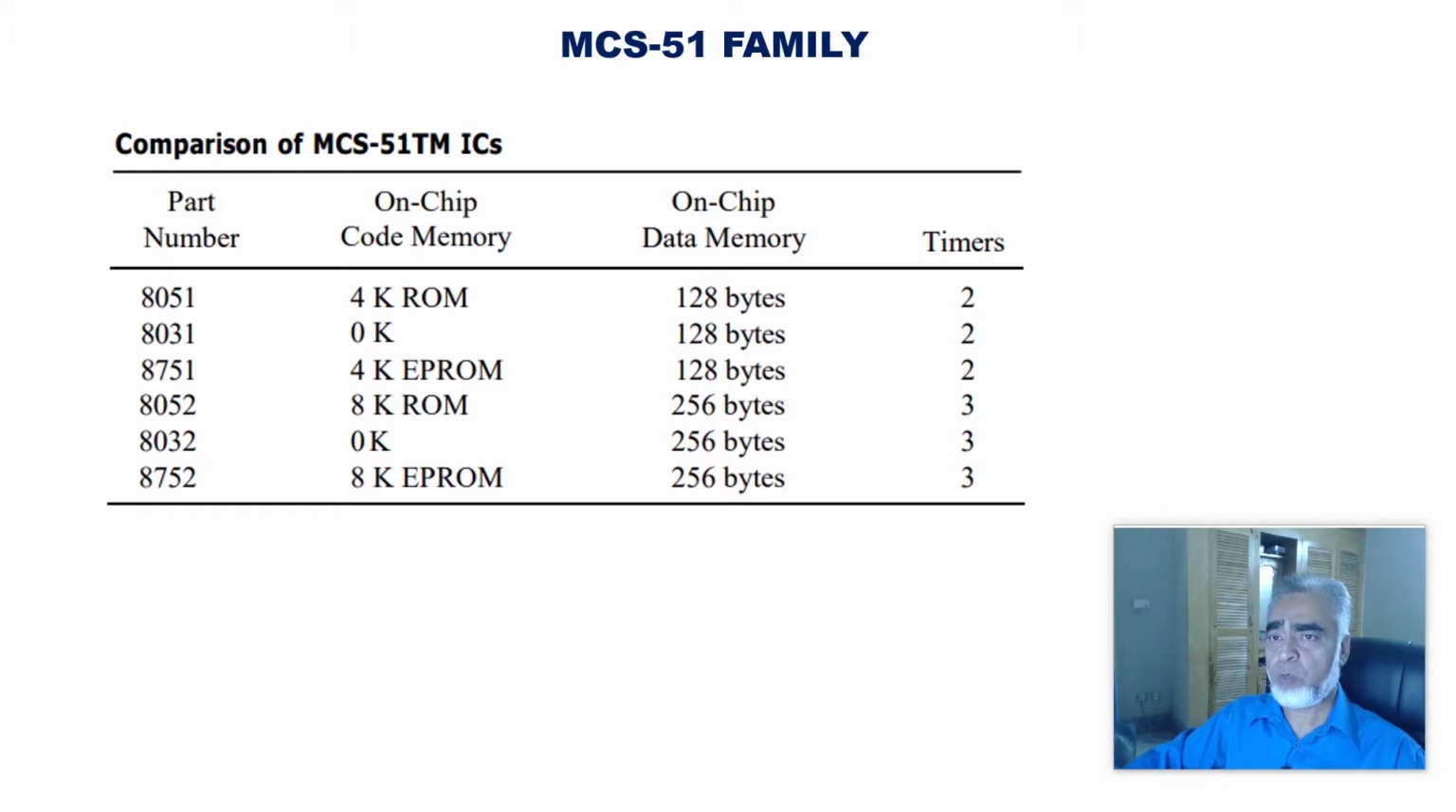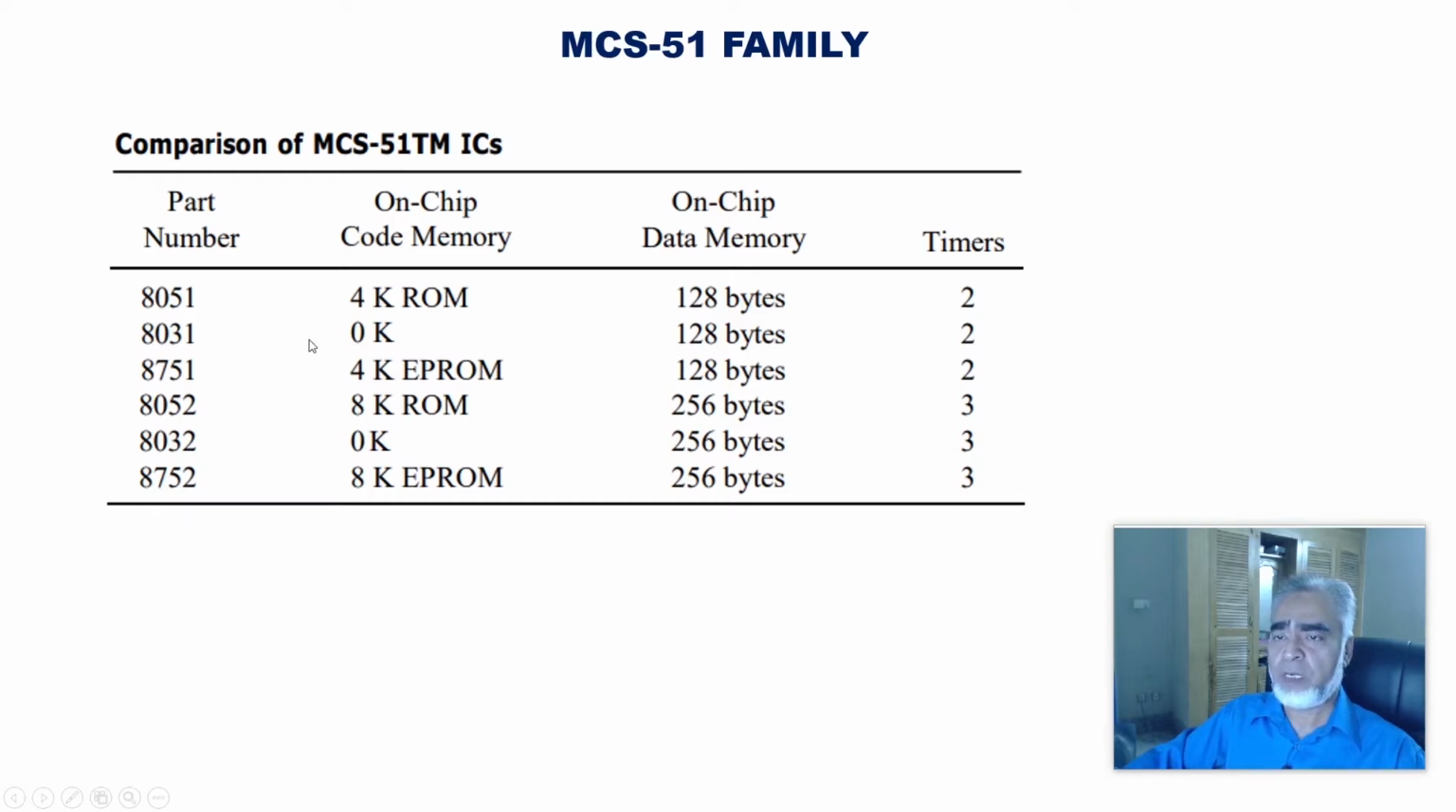We can find from the book 8051 Microcontroller by Scott McKenzie different variants of the MCS51 family, that is 8051, 8031, 8751, 8052, 8032, 8752, or we can find different devices on the web related to the MCS51 family. Here we can see the part number 8051 has 4 kilobytes of ROM, 128 bytes of data memory, that is RAM, and 2 timers.